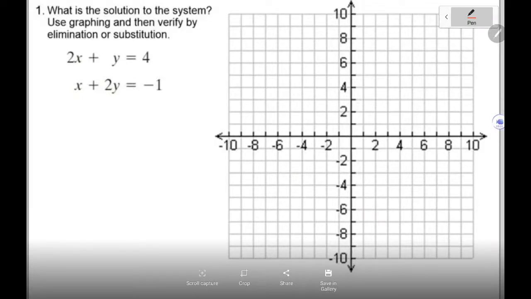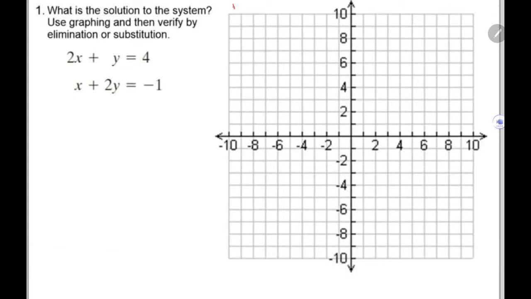This is a review of Algebra 1. I want to make sure that you can draw straight lines and see where they cross. That's the solution to a system of linear equations. This is a system because there's two lines here. And we would really like our lines to look like this.